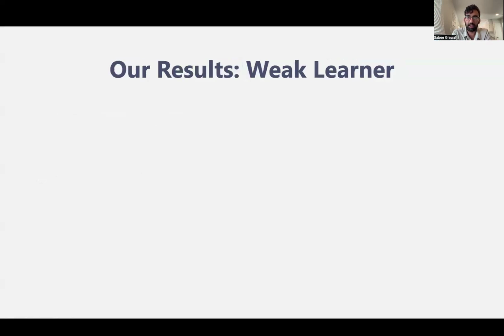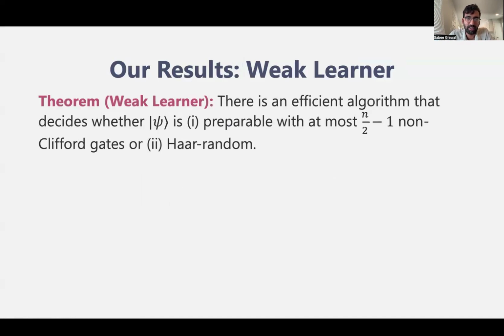Okay, so with that, we can state our results. The first result I'll mention is our weak learner. We show there's an efficient algorithm that decides whether a quantum state psi is preparable with at most n over 2 non-Clifford gates, or it's Haar random, promised that one of these is the case.